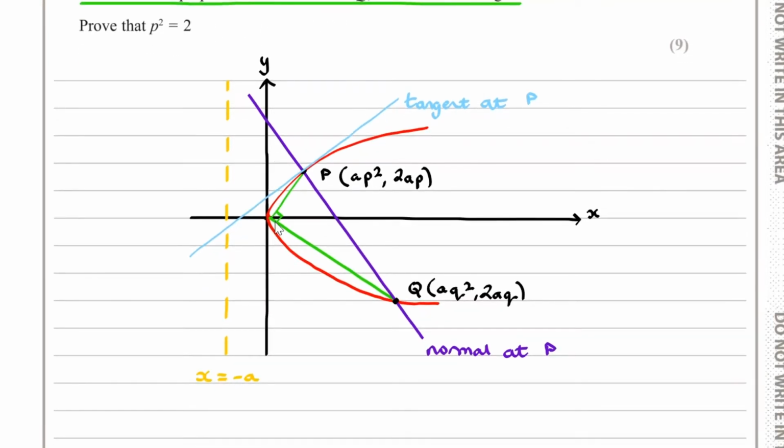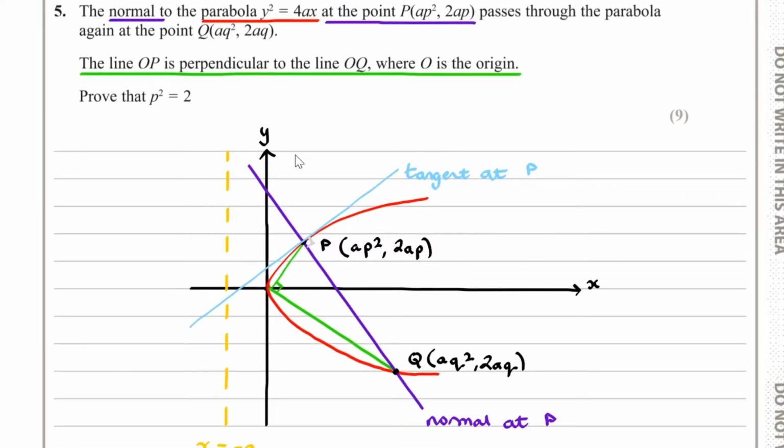Now what we can do is, if we find the gradient of the tangent, we can use that to find the gradient of the normal, bearing in mind the tangent and the normal are perpendicular to each other. We can then find the equation of the normal and then use the fact that Q meets the normal to find an equation, and after that use the fact that OP is perpendicular to OQ, and we'll take it from there.